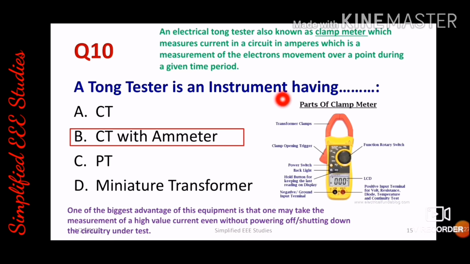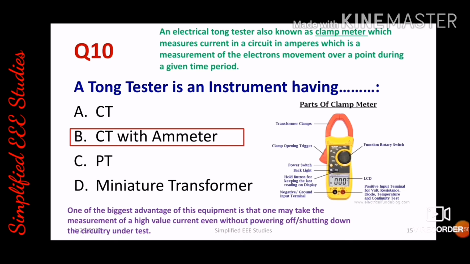One of the biggest advantages of the equipment is that one may take the measurement of high value of current even without powering off or shutting down the circuitry under test. Moreover, by using the device, we are not touching the conductor or any type of circuit. Indirectly, we will be measuring. There is no direct physical contact.